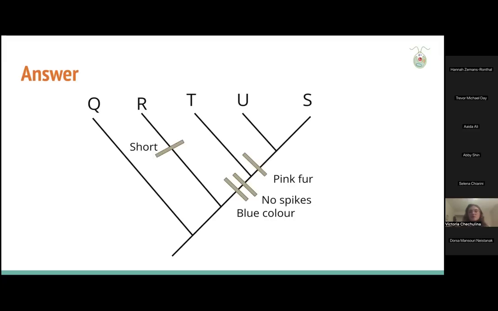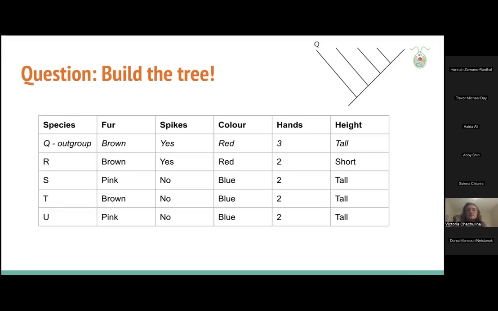So we can automatically put species R on the left there, right beside the outgroup. And then in terms of determining where species S and U go, again, species S and U are very closely related to each other because they have the exact same traits. Species T is just one off. So species T is going to go on that third branch.